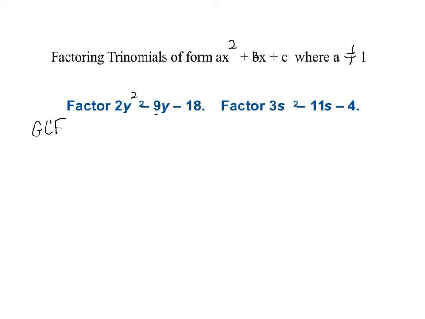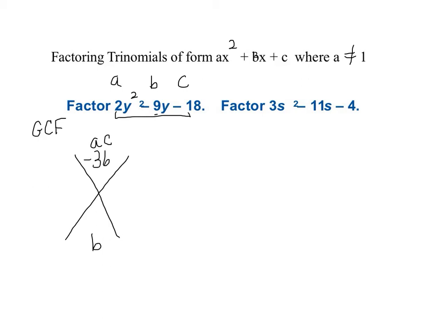All right, so what I do is I make an X, and I recall that the 2 is a, the negative 9 is b, and c is negative 18. So here I'm going to write what it looks like. I'm going to ignore this one for right now, the other one. But up here I'm going to do a times c and write it in. Down here I'm going to do b. So if you look at a times c, that's going to be negative 36, and I include the sign. B is just the negative 9, the middle number.